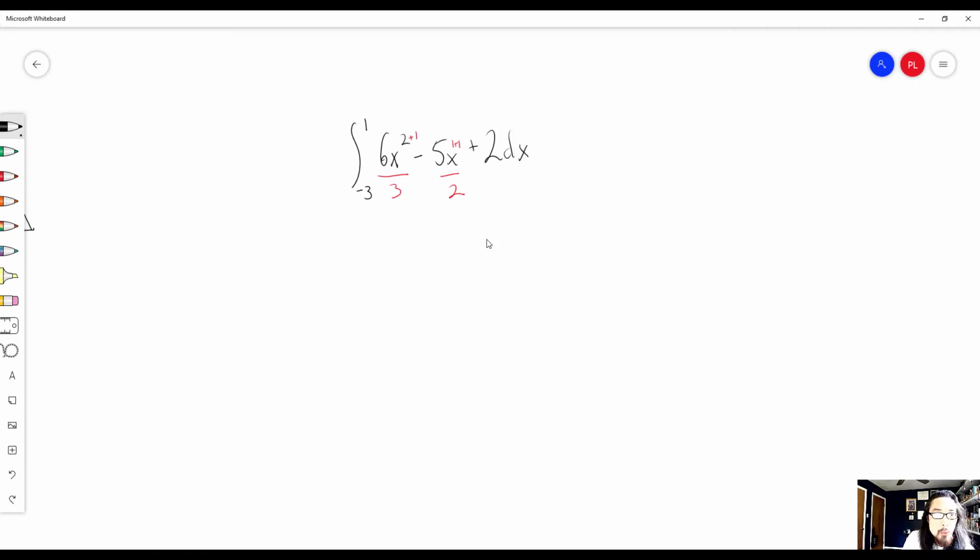And so what we would get is 6x to the third divided by 3, minus 5x squared divided by 2, plus 2x. And remember, at the end, we will take the bounds from 1 to -3, because that's where we're integrating from.